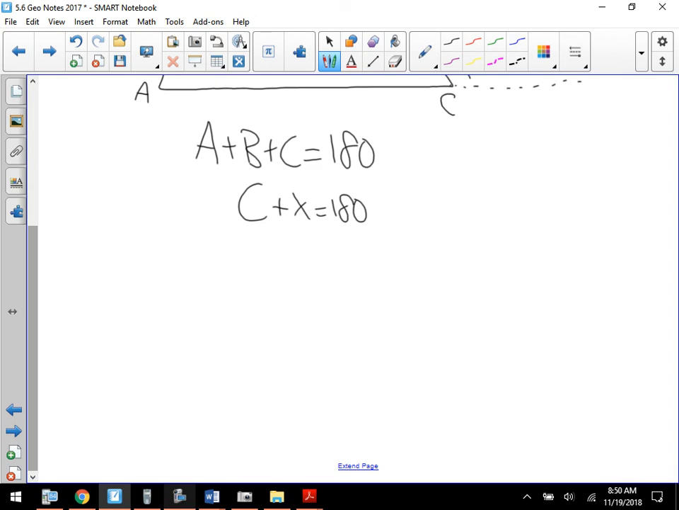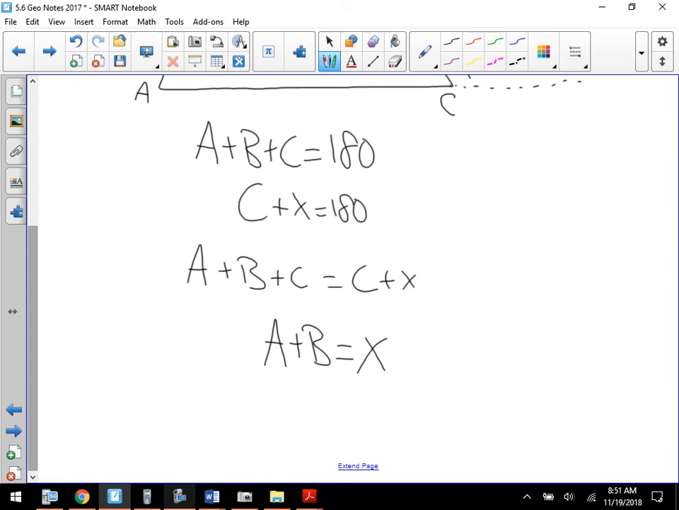Now, remember when we did algebra stuff before with proofs? Don't worry about any proofs here. But when I see this, I have 2 things that equal 180 degrees, which means those 2 things have to equal each other. So angles A plus B plus C have to equal angle C plus angle X. What's the same on both sides? How would you get rid of it? So that means that angles A and B have to equal angle X.